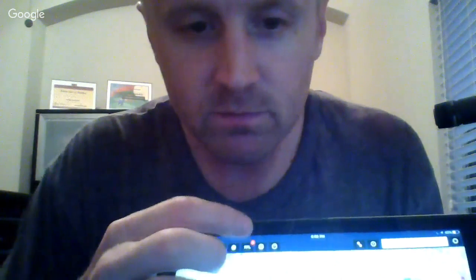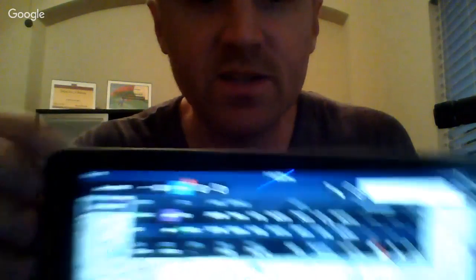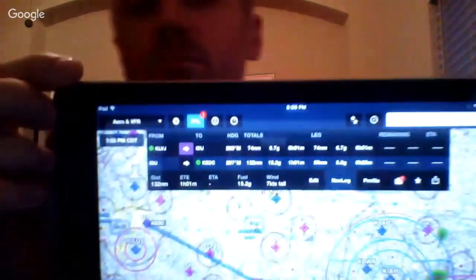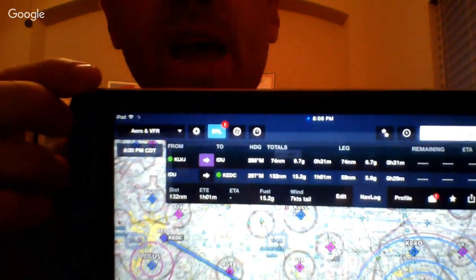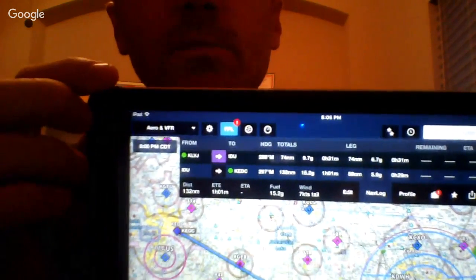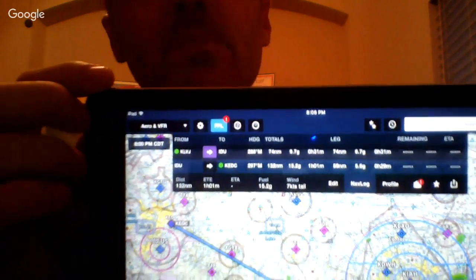Now, if I hit the flight plan button up here, my flight plan is going to come down. It gives you your magnetic heading, your distance, how much fuel you're using, and your time right across the top there. See the M in the heading column? Yeah, that's magnetic. It'd be magnetic heading, right?